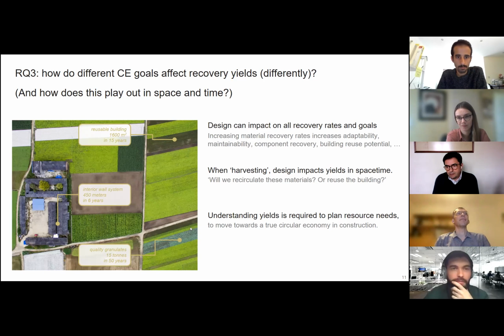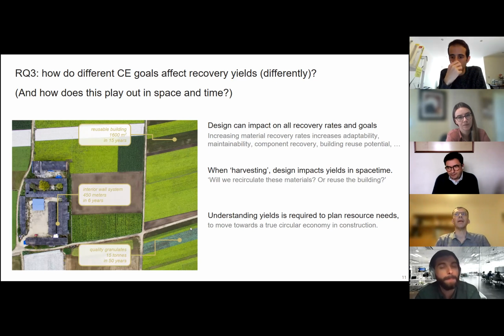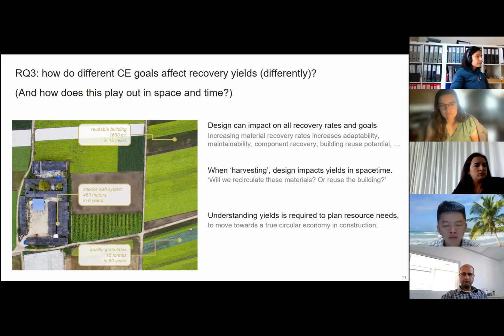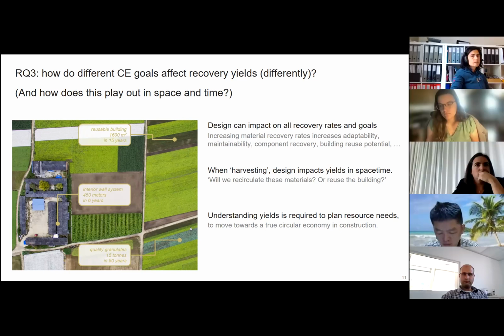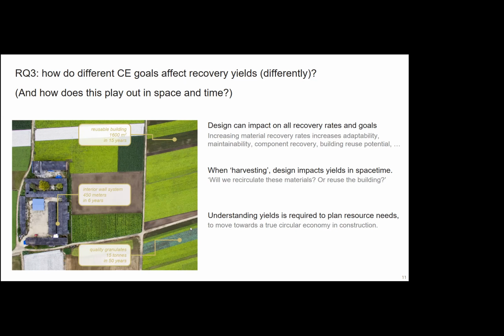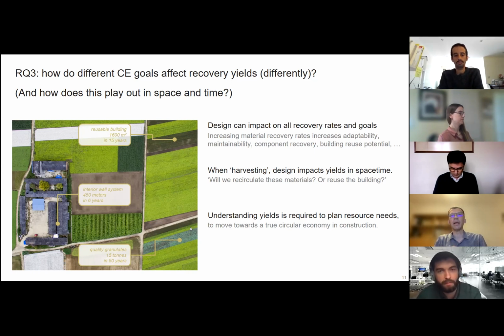Thank you, Peter. So the third research question is, how do different circular economy goals affect recovery yields, and how does this play out in space and time? And Peter already pointed to it. The first point is that we cannot just look at simply recovering these materials or their components. This is heavily linked to building reuse potential, maintainability, adaptability. All these things play a role, and they affect time. So of course, it's not just about which materials are available in a certain radius or distance, but also when can they be harvested in time, and will they be harvested as individual materials, or will the building be reused?